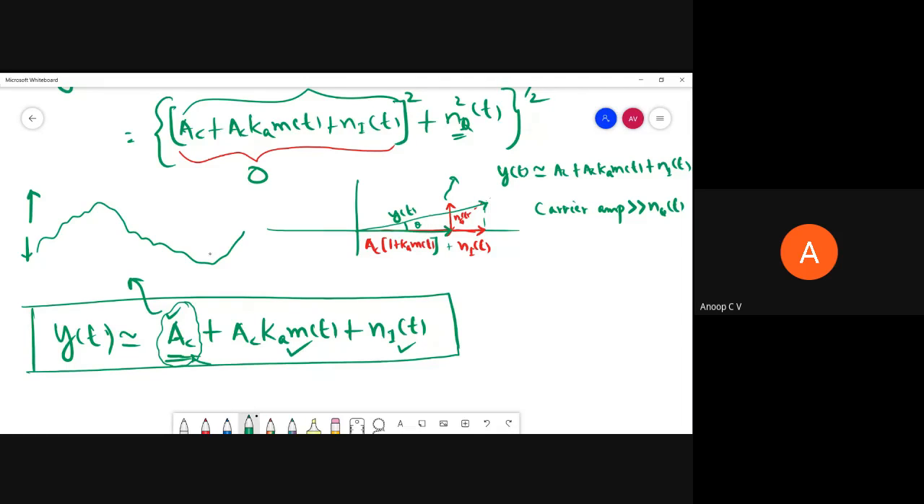Somehow we have to suppress it. Why? Because it's a DC shift up or down, and our interest is in the envelope, so we are not considering Ac. So while evaluating the message power at the output, we have to consider only this term, and while evaluating noise power, we have to consider this term.